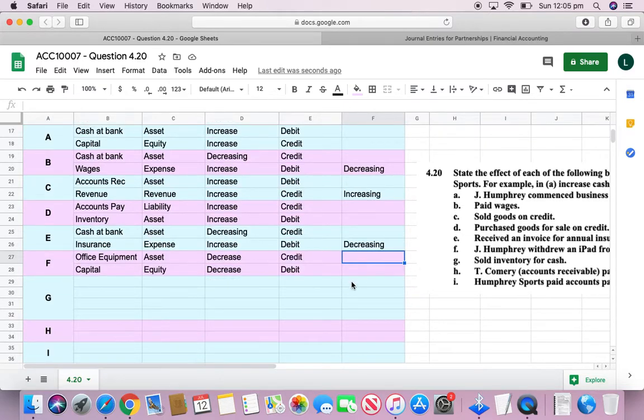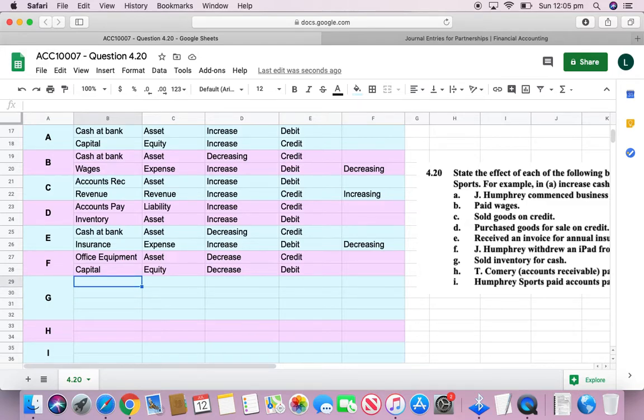Let's go down to number G. We can see this here, sold inventory for cash. So you can see that this is a bit bigger. We've got two transactions within the one. So, did I skip one? No, I didn't. Sorry about that. So we've got two transactions within the one.